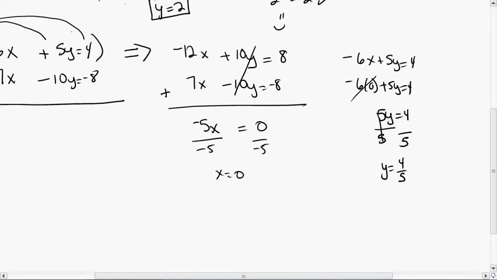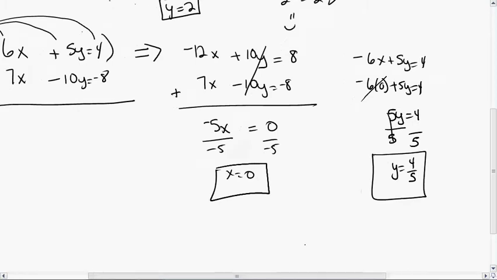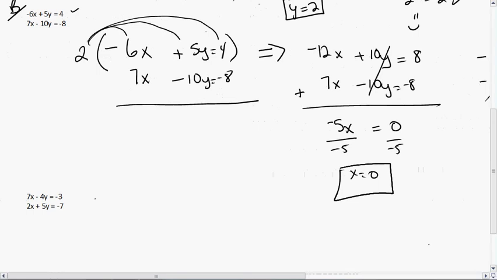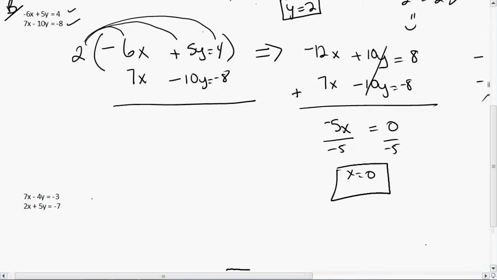So you may be a little nervous now because you're probably used to getting whole number answers. Well, let's check. Let's check our x equals 0 and y equals 4/5 in the other equation and just see if it works. Maybe I've made a mistake. I don't know. We're going to use the bottom equation to check. 7x minus 10y equals negative 8.